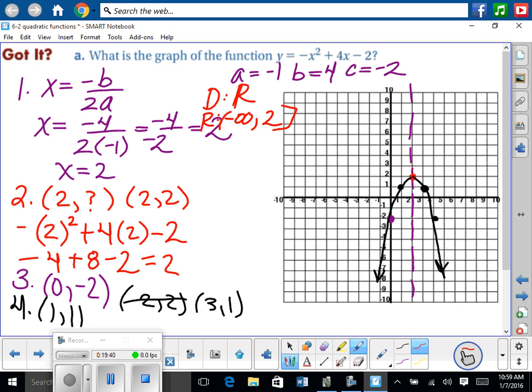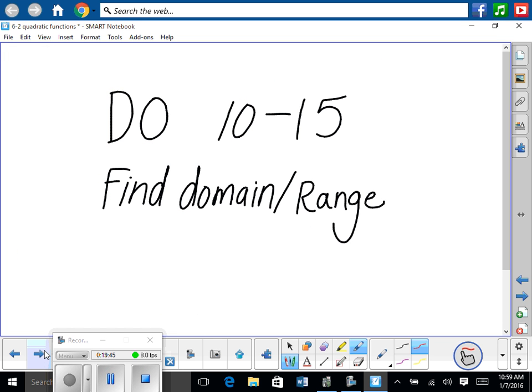Are we all good? Are you ready to practice on your own? Do all of those steps very carefully. Do 10 through 15. So you're skipping the first few to go to 10 through 15.